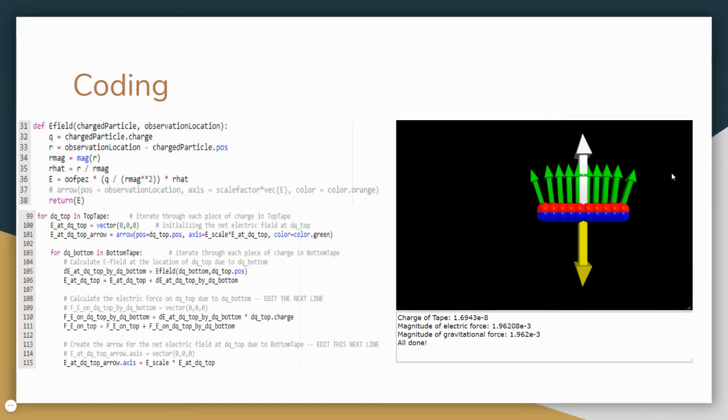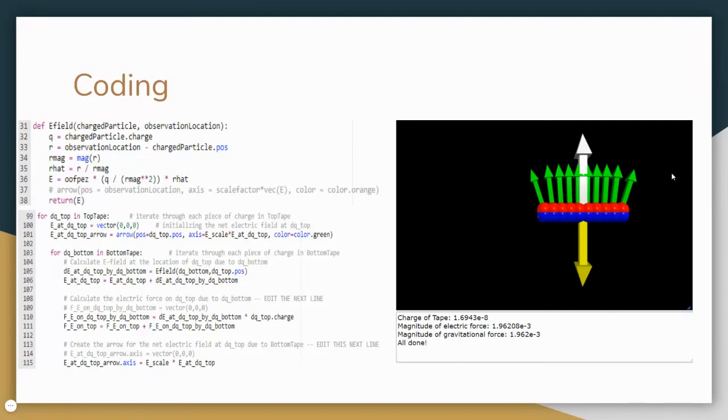The yellow arrow is the gravitational force on the top tape. The white arrow is the magnitude of the electric force on the top tape. And the green arrows are the electric force on each of the red point particles by the blue point particles. One assumption that we do have to make is that the charge is evenly distributed amongst the point particles.